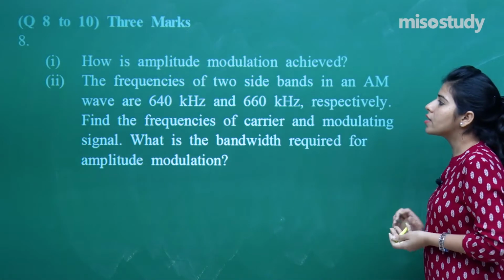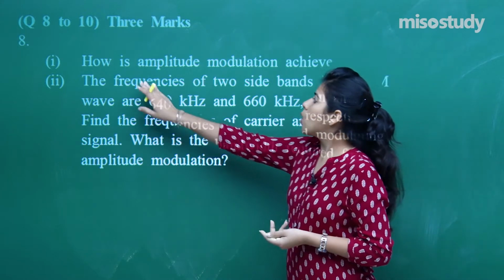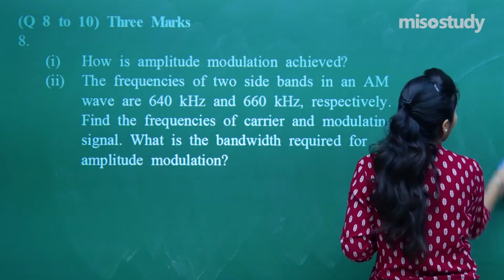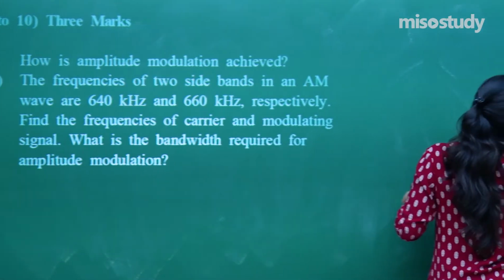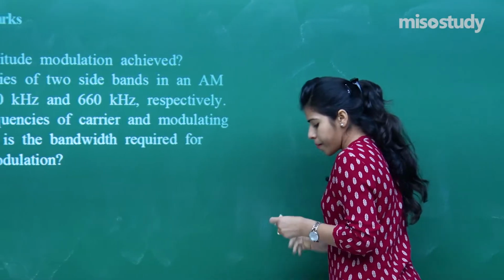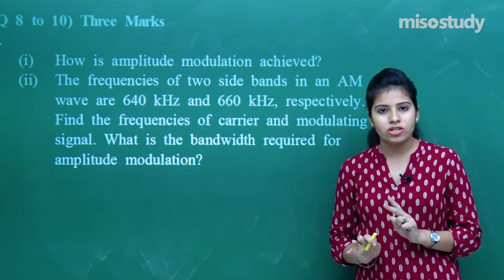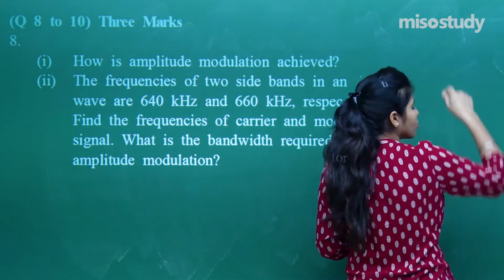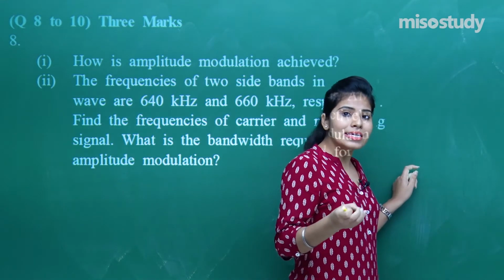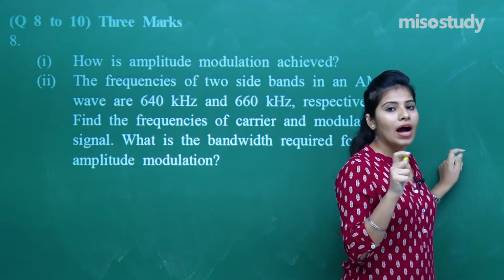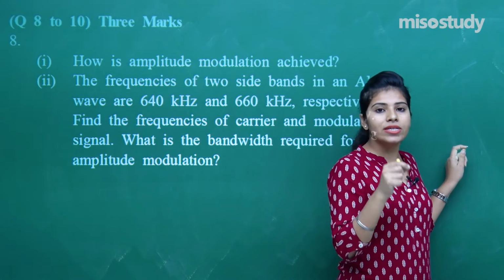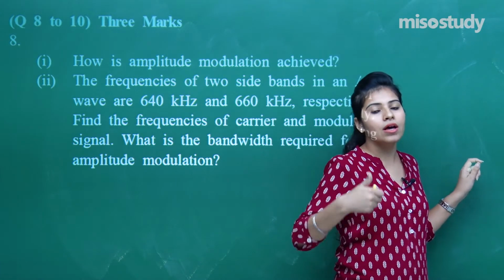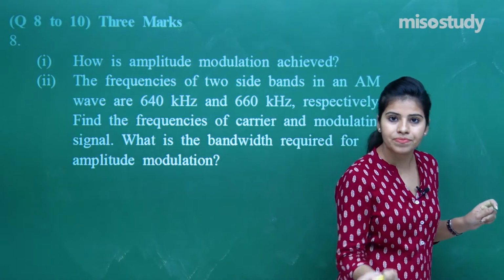Question number 8 to 10 are 3-mark questions. So firstly, how is amplitude modulation achieved? We have to show how amplitude modulation is achieved. This I already covered in the lecture, but here also I am going to tell you quickly. The process is the same, that the modulating signal will be superimposed on a higher frequency wave that we call the carrier wave. When they are superimposed, we will have the amplitude modulated wave.